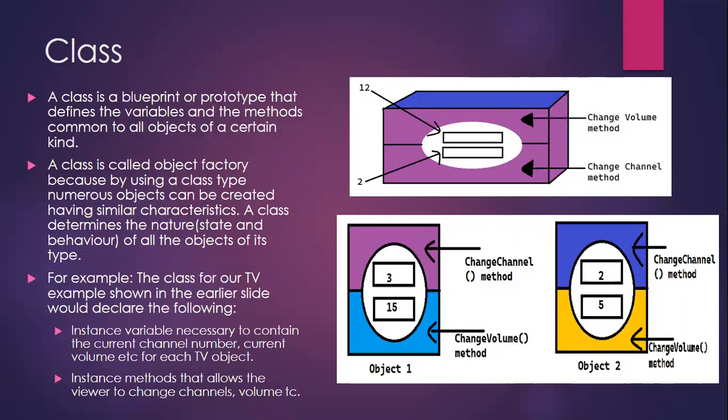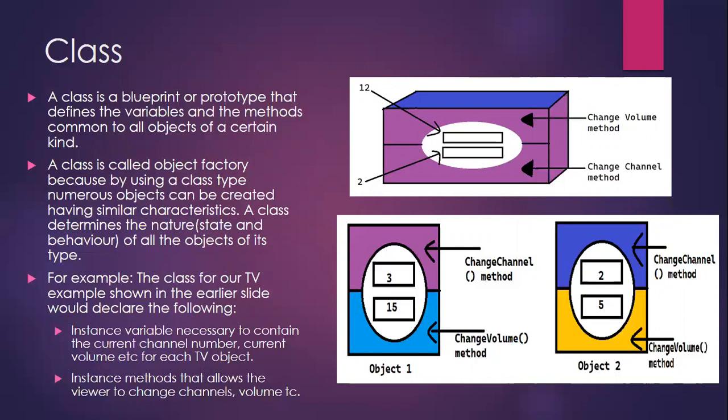Similarly, in object 2, we can see that in the change channel method, we are passing a value of 2. So a value of 2 means that the channel is now set to number 2. And the change volume method is set to a volume of level 5. So we can say that a class is an object factory because with the help of a class we can create numerous and infinite amounts of objects based on the memory of the system. A class is called an object factory because by using a class type, numerous objects can be created having similar characteristics like the change channel method and change volume method.